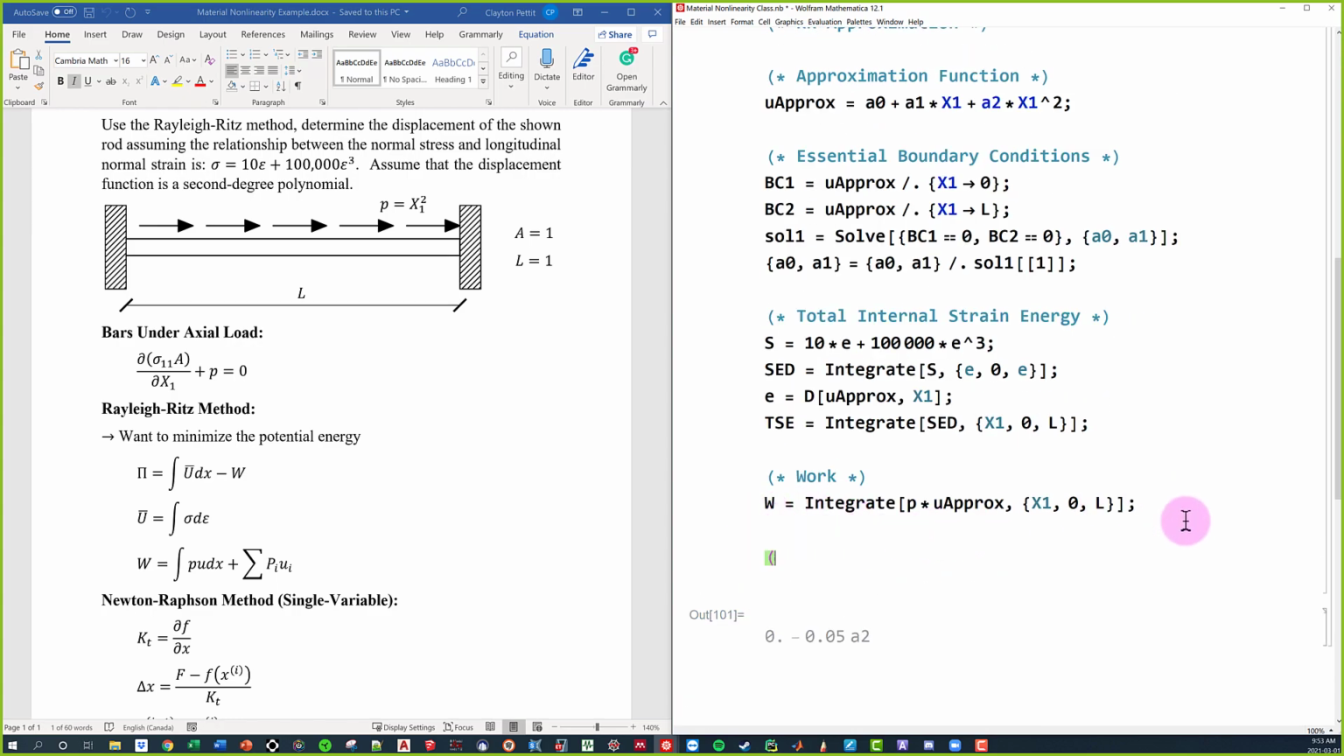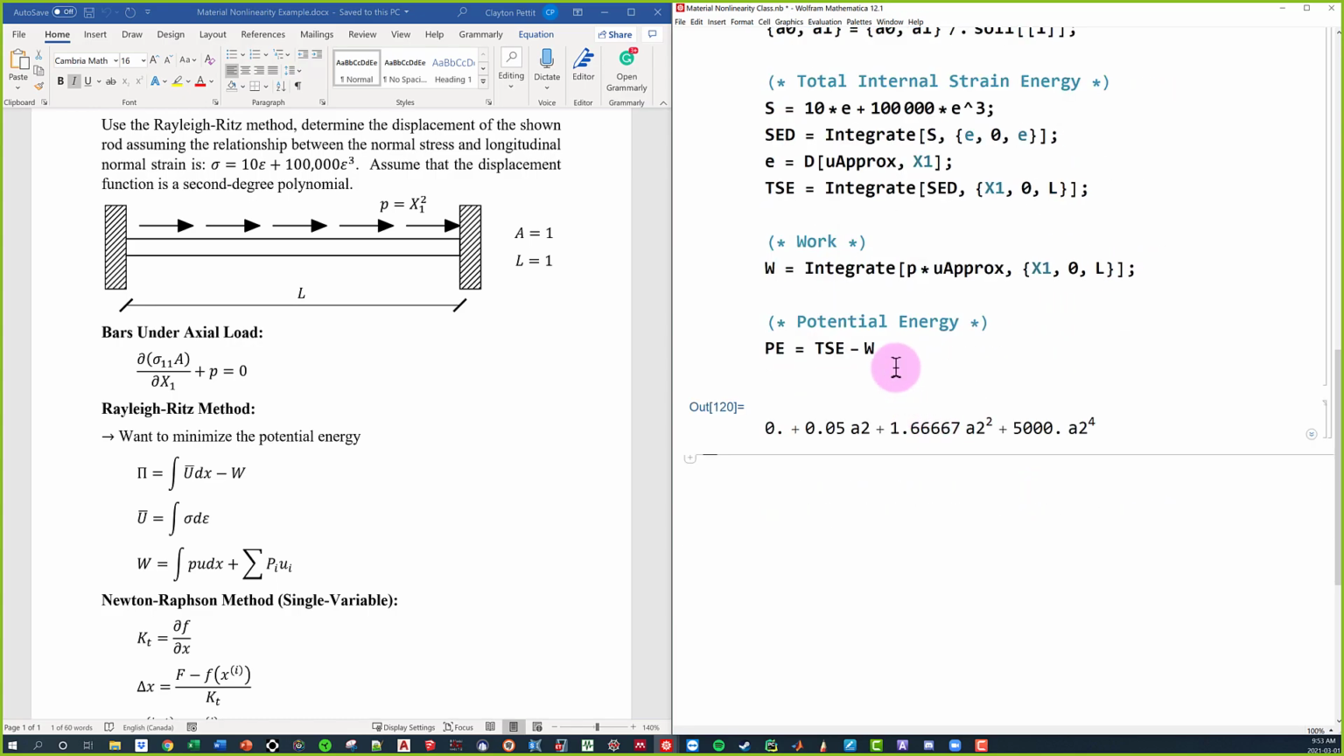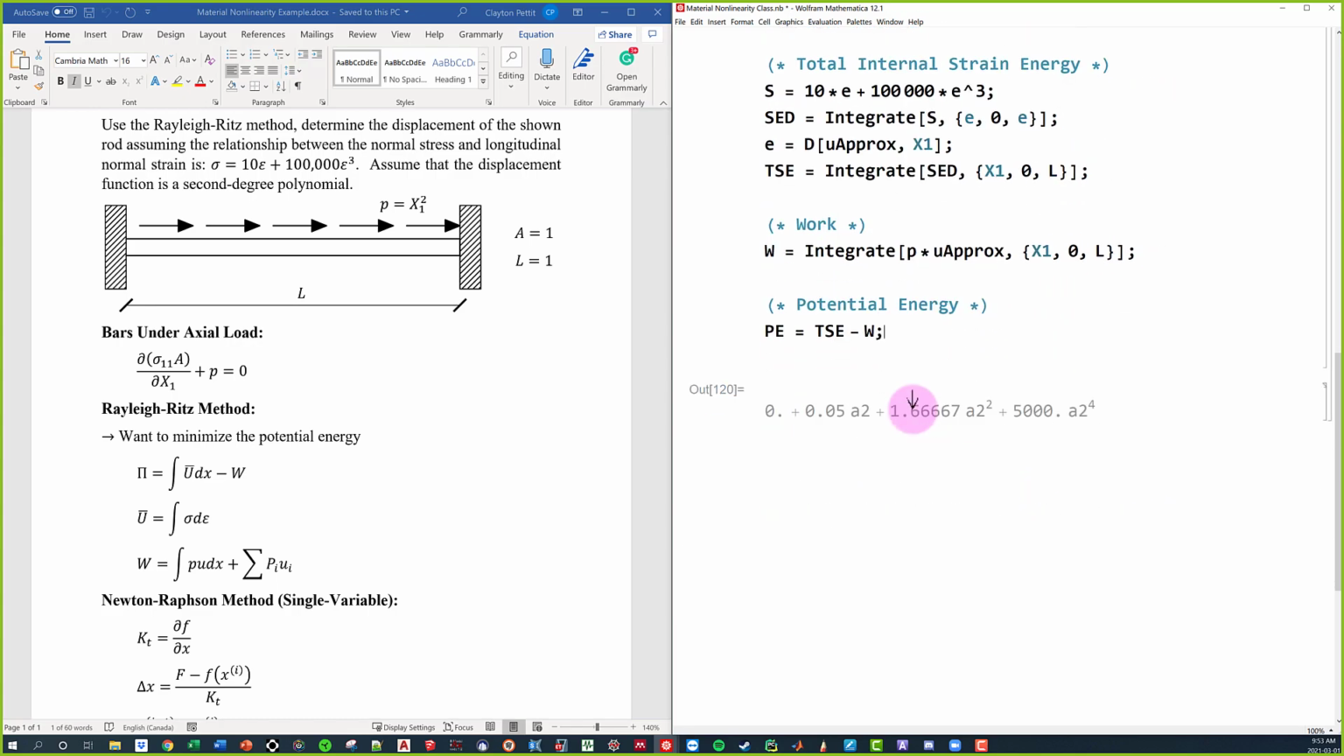Now that I know my total strain energy and my work done on the system, I can calculate my potential energy. So my potential energy, PE, is going to be my total strain energy minus my work done on the system. Nice and easy. If I run it, no problems at all. So now I've got a question for you guys. We have our potential energy now, and as we can see, it's a function of A2. How do we solve for A2?